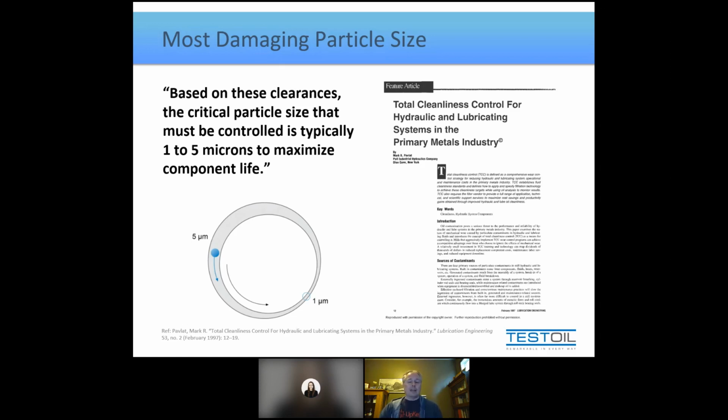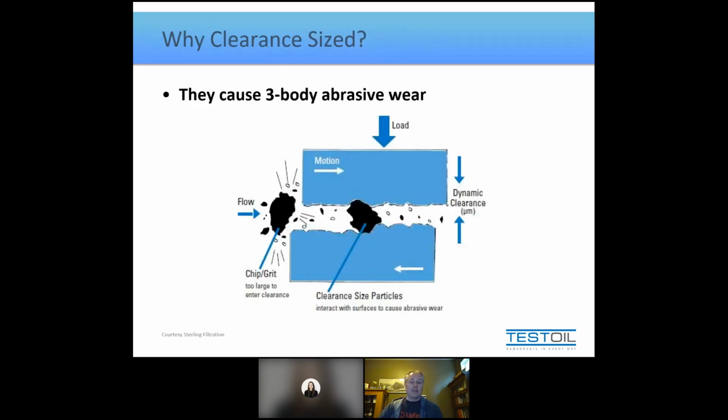And really, that's what we're getting at. That's the important word here. The most damaging size of particle is a clearance-sized particle, because particles larger than clearance can't get between the two surfaces and cause any of the abrasive wear. Particles smaller than clearances will just zip through without touching anything. So it's the particles that are at or near the dynamic clearances within a piece of equipment that are going to be the most damaging.